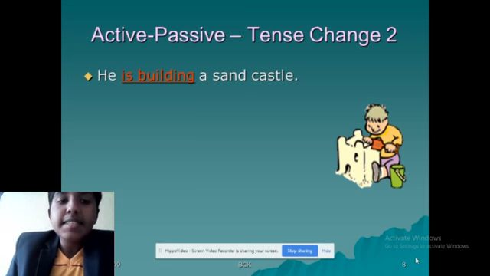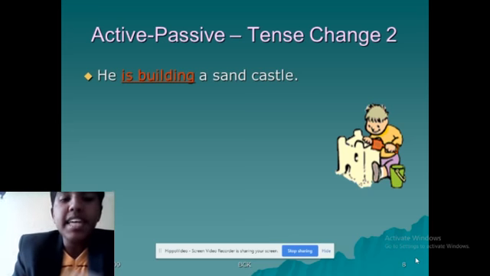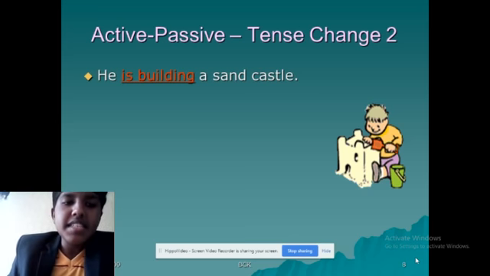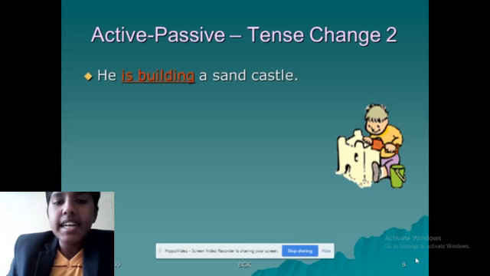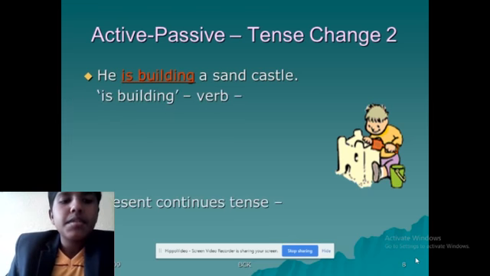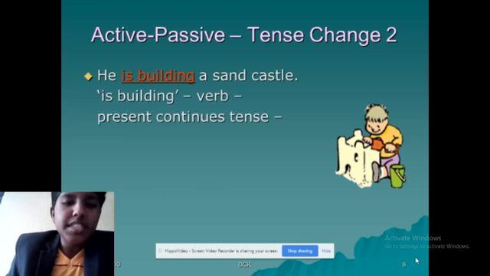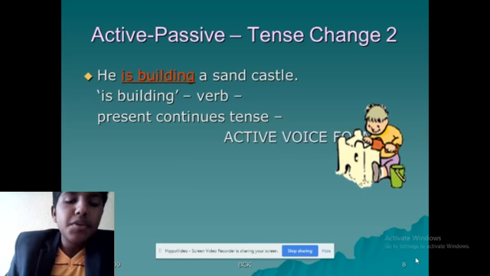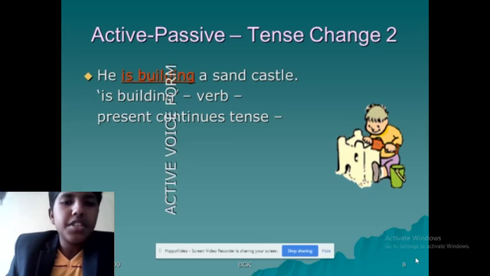This is in the present continuous form, because we can see that it is building, which means is plus verb plus ing, which means that it is in the present continuous form. In this case, he is the subject, a sand castle is the object, and build is the verb. So it is in the active voice and in the present continuous, as I have already told you. And now we have to change it into the passive voice. How do we change it?